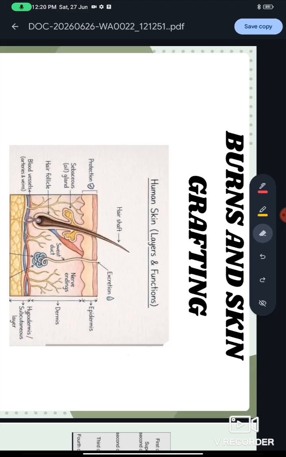If you are a NEET MDS 2027 aspirant who finds general surgery a bit out of league, then you, my friend, are at the right place. Let us begin with an important topic, which is burns and skin grafting.